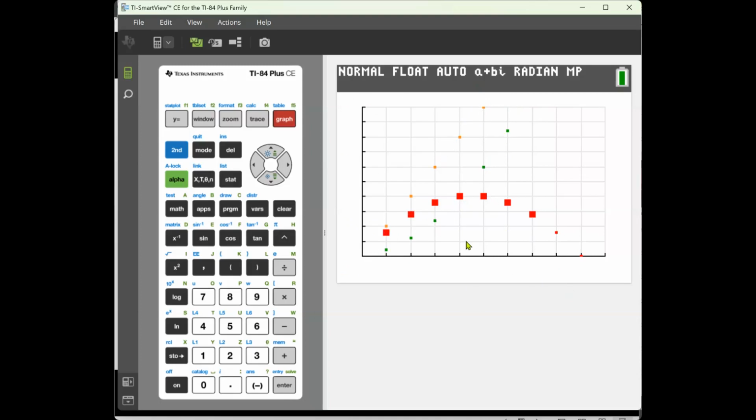So are there any questions about that? How we use the sequence mode. I like sequence mode. I think that's neat.